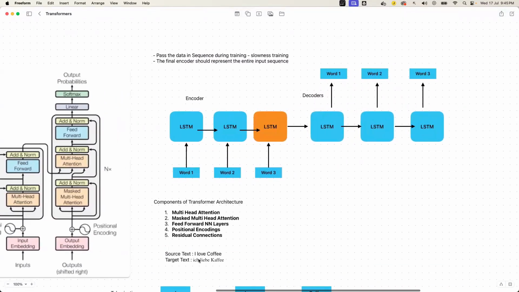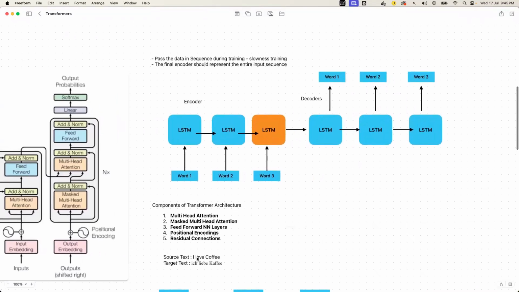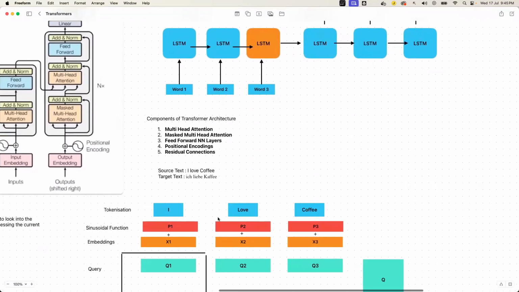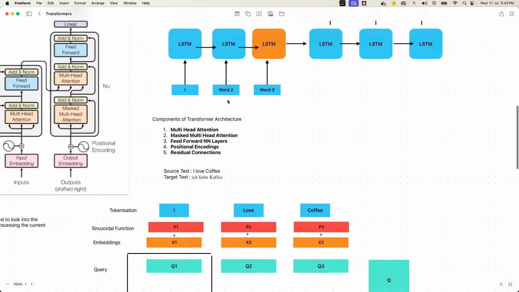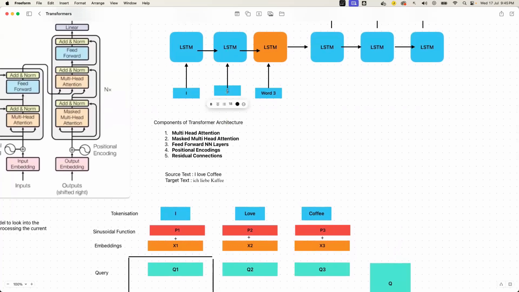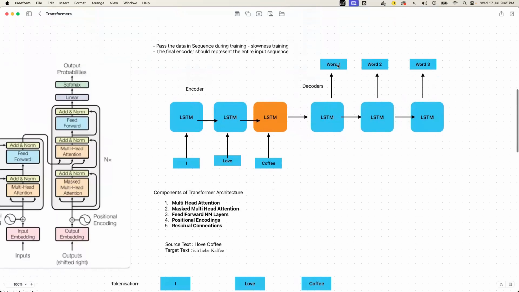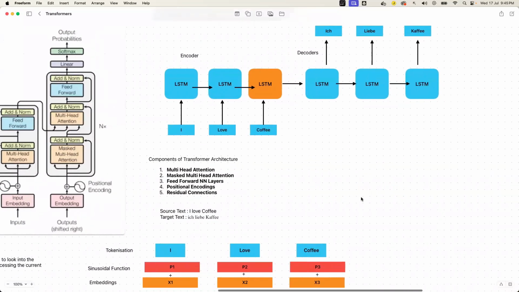If I want to generate my target as "Ik libe cafe", so let's try to mention it. Say my input is "I love coffee", using this example. Now, I want to generate the output from the decoder as "Ik libe cafe". This is the expectation that I have from the output. Now, when this is the case of my sequence input and sequence output, let's try to understand what would happen.